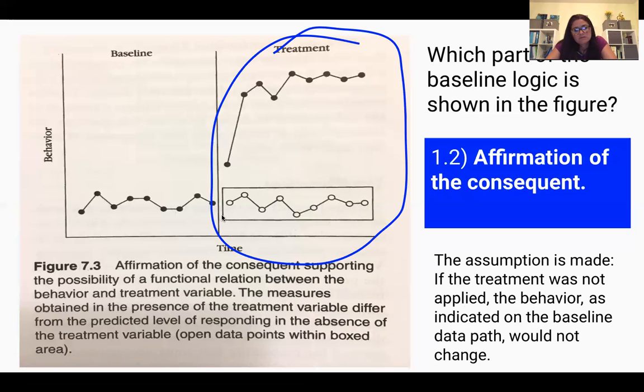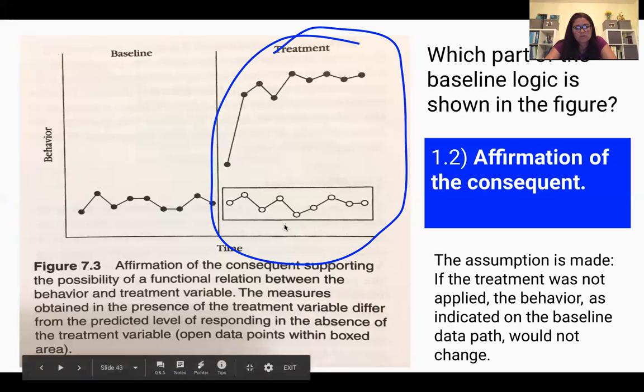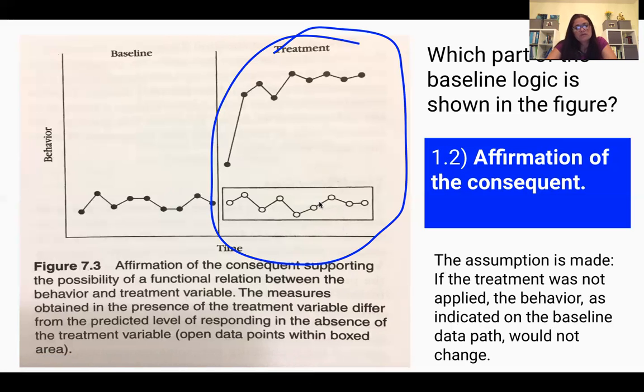Mm-hmm. But affirmation is one of the trickiest ones because from what I understood, it requires step one. So it requires the prediction. So you see in the definition, it has the 2 steps. So you predicted that they will continue in baseline. So if you implemented the treatment, it changed.